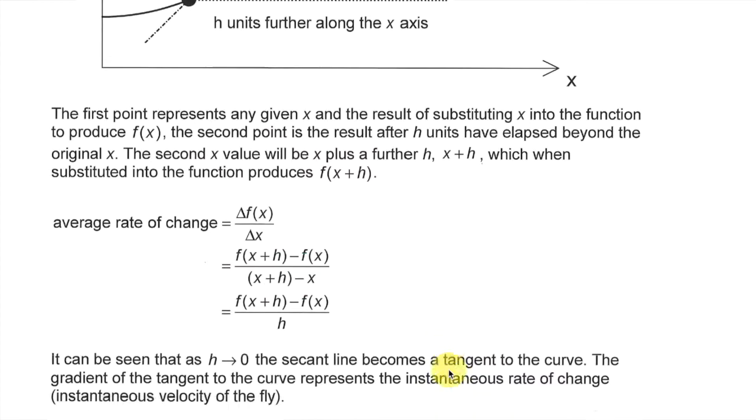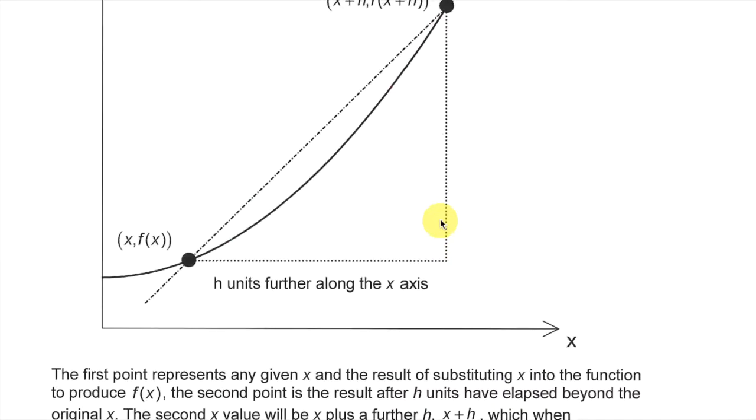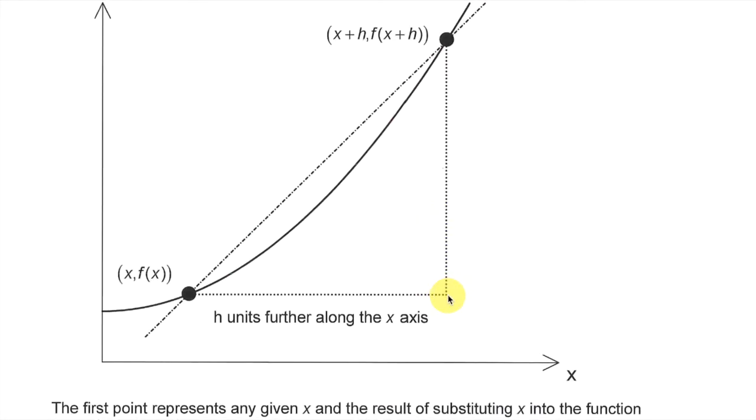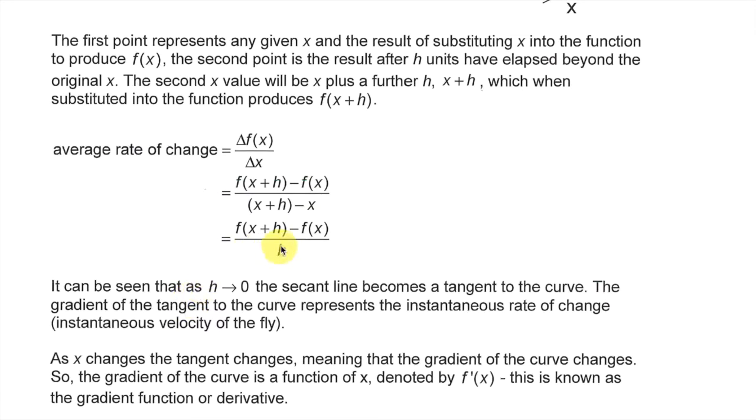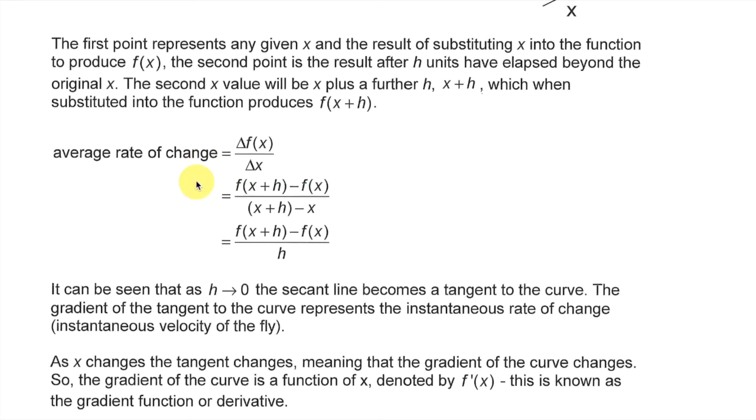As far as our run is concerned, this position here for x would be x plus h, and this position here for x will be just x, so we're going to have x plus h minus x, and that will simplify to being just h. So that's the average rate of change.